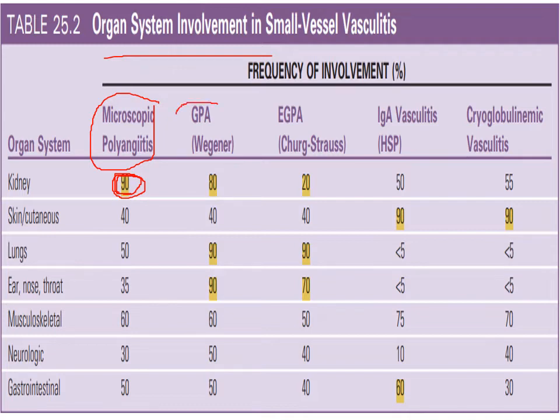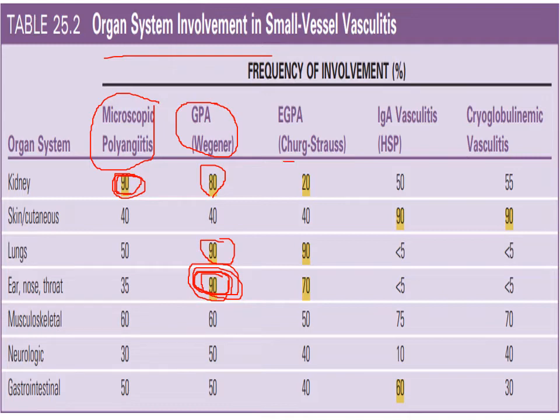What about granulomatosis with polyangiitis or Wegener? Now let's focus. Kidney is very high, lower respiratory tract is very high, and the upper respiratory tract. This is very important. This is very characteristic for Wegener. So Wegener: kidney, lower respiratory tract, and upper respiratory tract. As we said, nasal septal perforation, saddle-shaped nose, rhinitis, and sinusitis are very important.